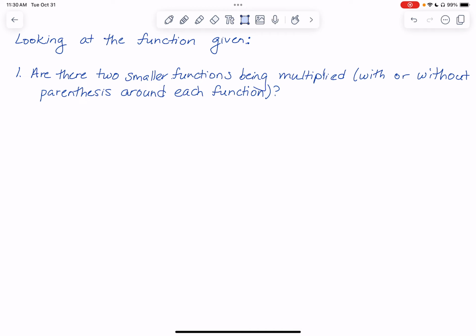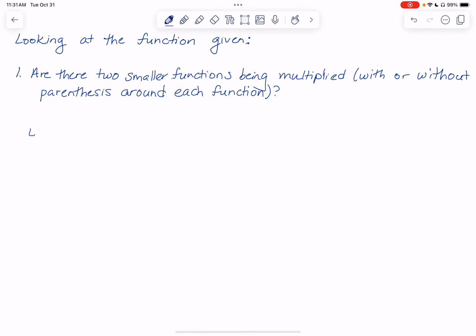If I'm looking at a function that's given, and I'm seeing two smaller functions that are being multiplied, with or without parentheses around them, then I'm thinking that I'm using the product rule because I'm multiplying the two together. A little tip: it may be helpful to rewrite the function with parentheses around each of those smaller functions that are being multiplied together. And remember, it's okay if exponents are negative or you have exponents running around, it's absolutely fine.